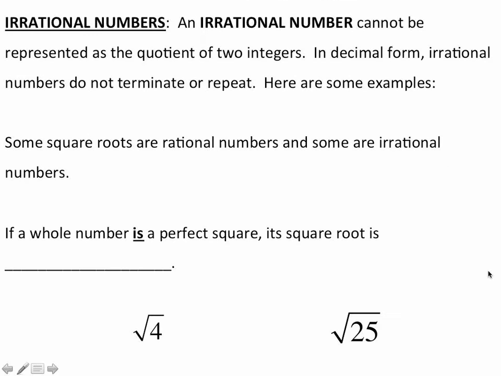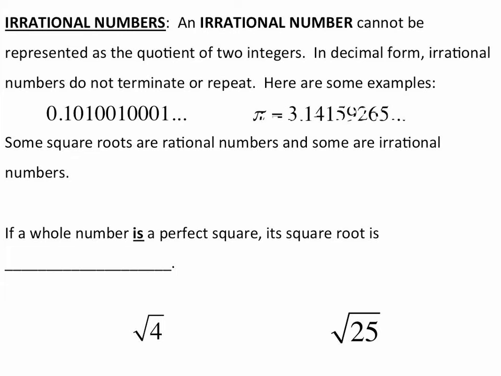Now we've got irrational numbers. An irrational number cannot be written as the quotient of two integers. In decimal form, irrational numbers do not terminate or repeat. So these are your decimals that go on forever with no repeating to it. So 0.10100100010001. It definitely has a pattern to it, but there's no repeating going on. Or you could get a famous number like pi, 3.14159 and so on, and it just goes on forever and ever.